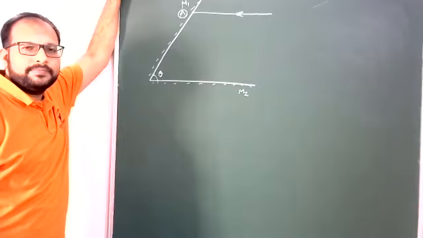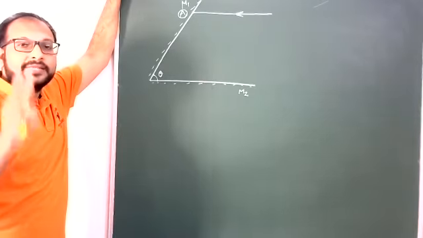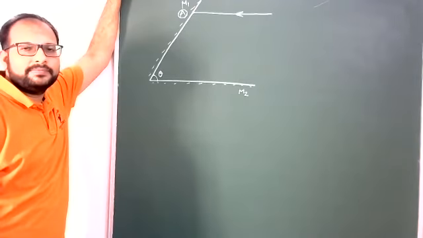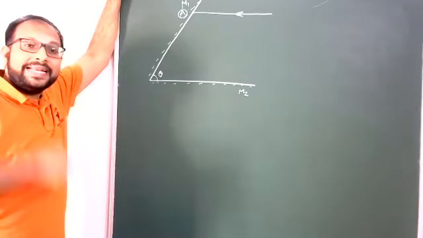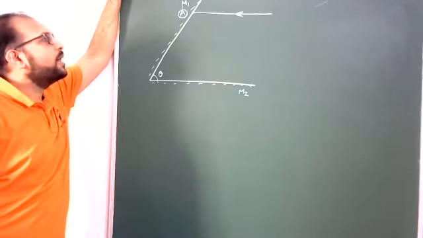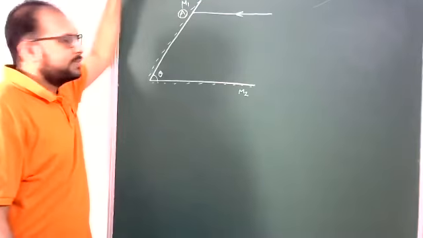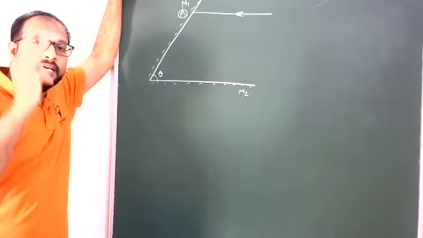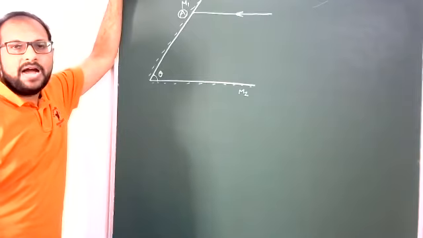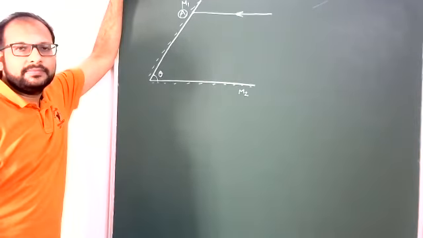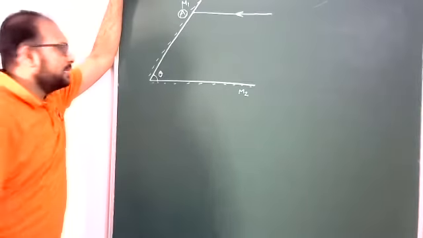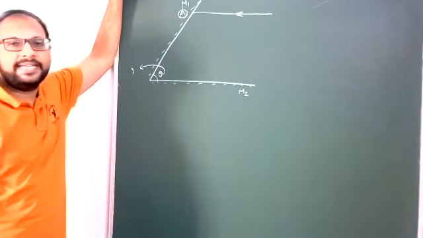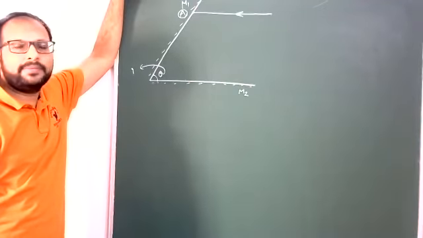Now the question is, after the third reflection, the light ray retraces the path. Means whatever the path it is coming along, the light ray will go along the same path, but only after the third reflection. If so, find the angle of inclination between these two mirrors, theta equals question mark. This is the problem.